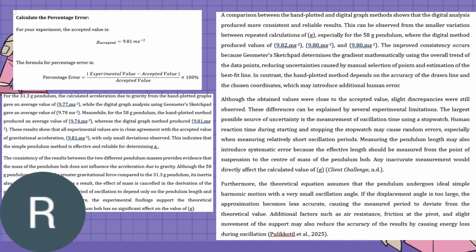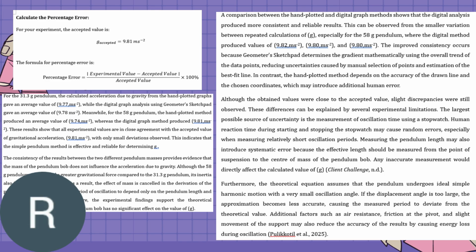Our experiment successfully confirmed the theoretical relationship between the pendulum length and oscillation period. According to the pendulum equation, T squared is directly proportional to the pendulum length. This means that when the pendulum becomes longer, it takes more time to complete one oscillation. Our graphs show a strong linear relationship, indicating that the pendulum follows simple harmonic motion under the experimental conditions.